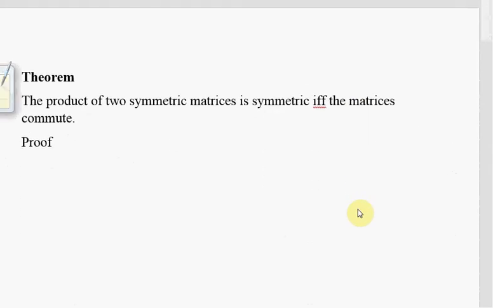Now, the product of two symmetric matrices is symmetric if and only if the matrices commute. Have you ever seen that statement before? If and only if. Do you know what that means? If and only if. It's the double implication of a statement.